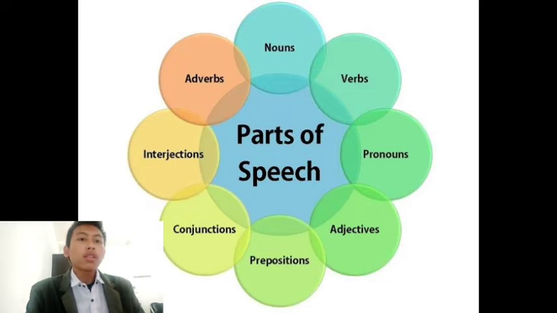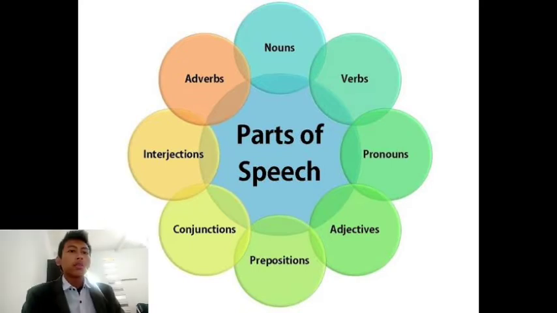In a sentence, a noun can function as a subject, direct object, indirect object, subject complement, or object of a preposition. The various types include countable and uncountable noun, proper and common noun, abstract and concrete noun, and collective noun. Next is about pronoun.